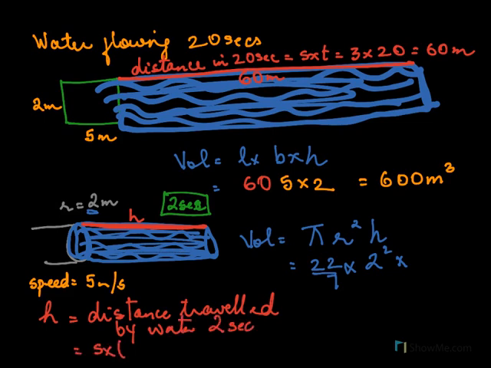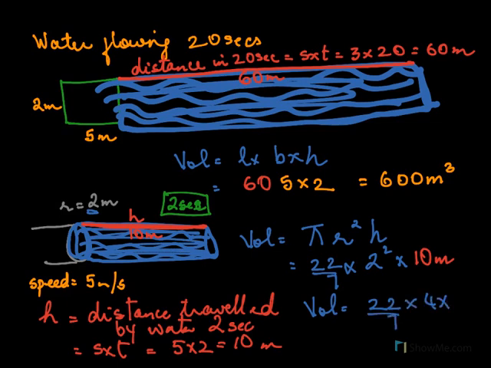So the distance is speed into time, and in this case my speed is 5 and my time is 2. So it is 10 meters. So this height is 10 meters. The height of the cylinder is 10 meters. So this will be 10 meters. So the volume of water will be 22 by 7 into 4 into 10 meter cube.